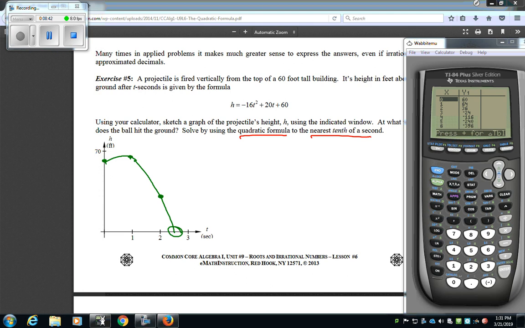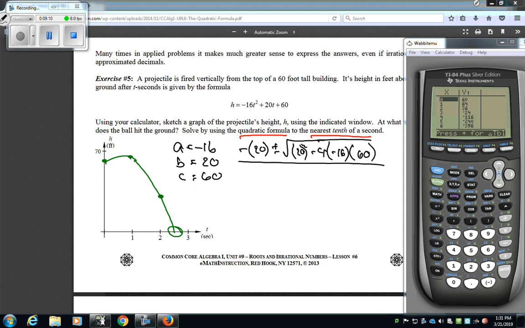And I'm going to use the quadratic formula to help me do that. So you'll see, again, I'm going to put in the numbers for A, B, and C, negative 16, 20, and 60. I'm going to go back to the formula. We got negative parentheses 20 plus or minus, and then we got 20 squared minus 4 times negative 16 times 60. And that's going to be all over 2 times negative 16. So I'm going to reduce those parts, negative 20, negative 32.